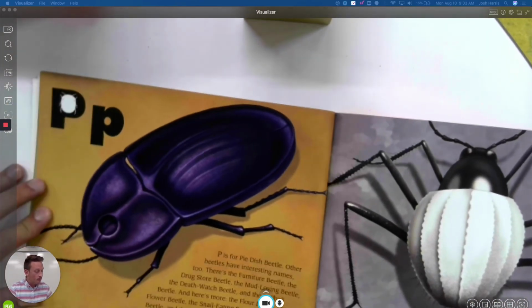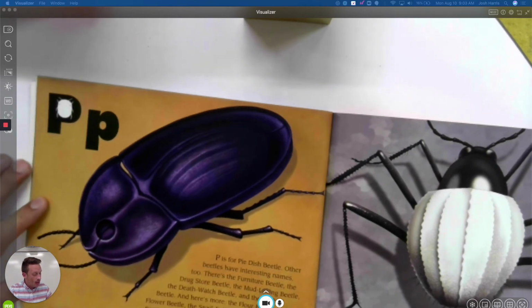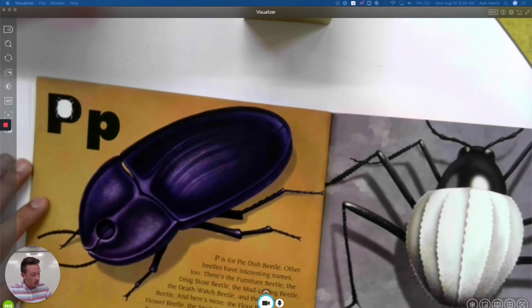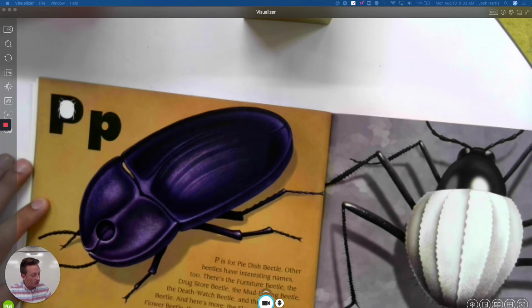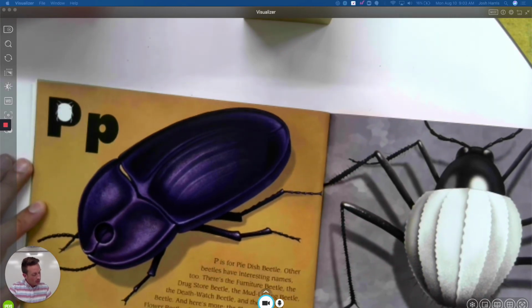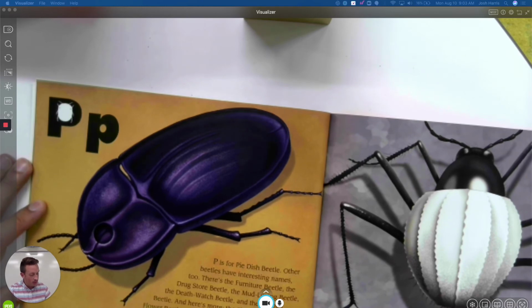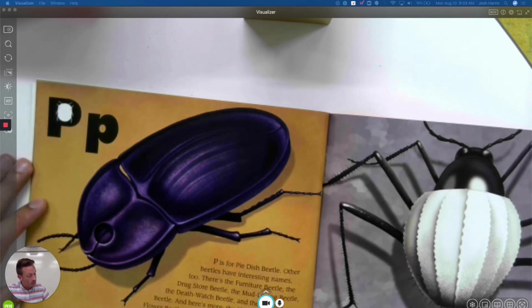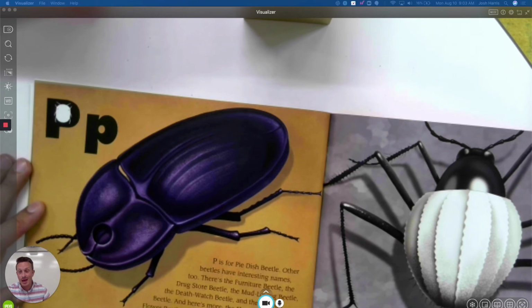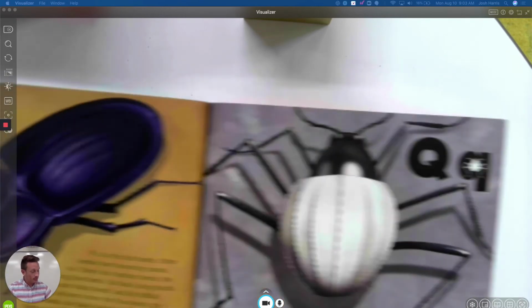P is for pie dish beetle. Other beetles have interesting names too. There's the furniture beetle, the drugstore beetle, the mud-loving beetle, the death watch beetle, and the puffball beetle. There are more: the flower beetle, the snail-eating beetle, the engraver beetle, the ship timber beetle. Wow, great names and great beetles.